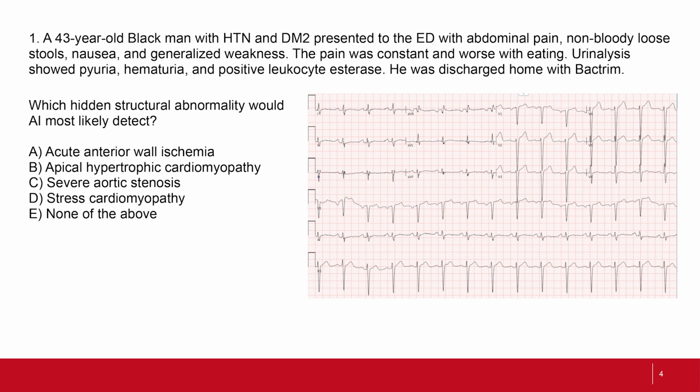This is what his electrocardiogram looked like. Which structural abnormality would be most likely to be found? Is it anterior wall ischemia, apical HCM, severe AS, stress cardiomyopathy, or none of the above?